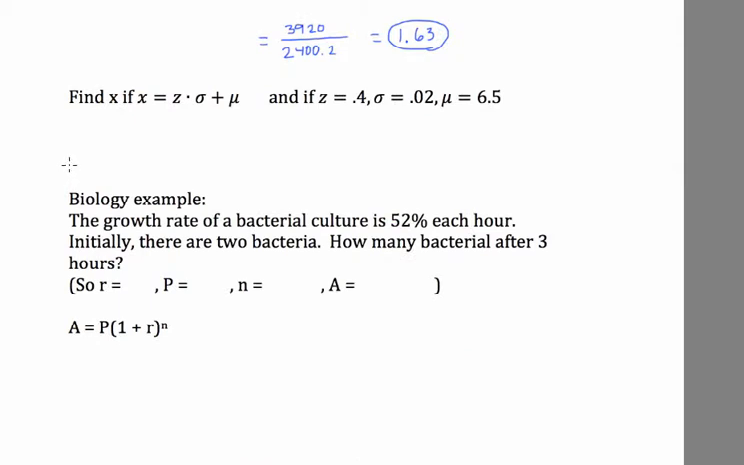Here's another stats example dealing with z-scores. Again, you don't know the statistics behind this, but what I want to do is zone in on the algebra of it, on the evaluating expressions. Find x if x equals z, which is 0.4, times that little doohickey, which is 0.02, plus the funny looking u, that's a Greek letter mu, which is 6.5.